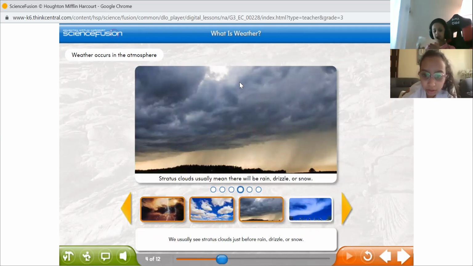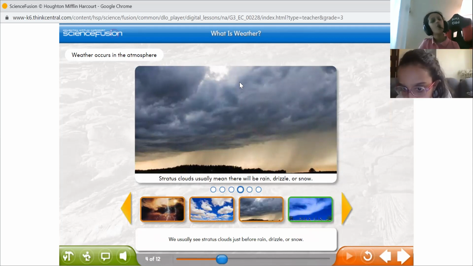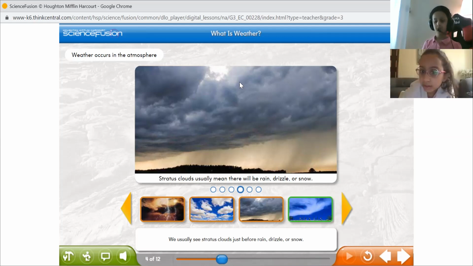How is it different? Let's see the color. Is it the same color, dark, or not? No, it's dark. Very good. So stratus is dark, and also they are not puffy, but they are huge clouds. Look how huge they are.